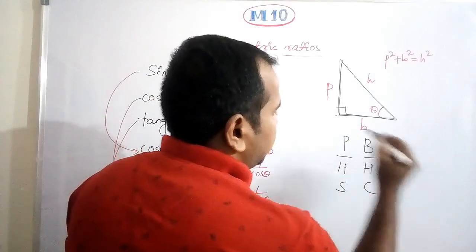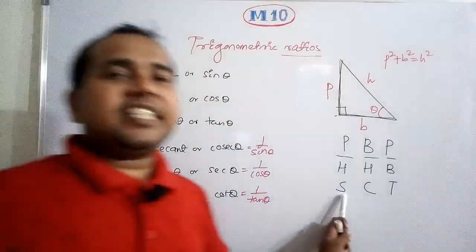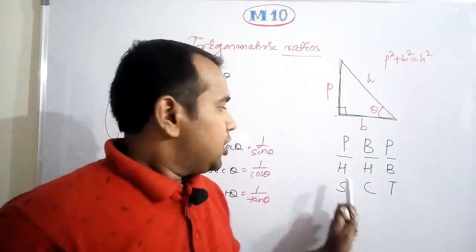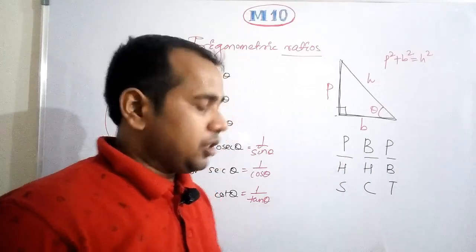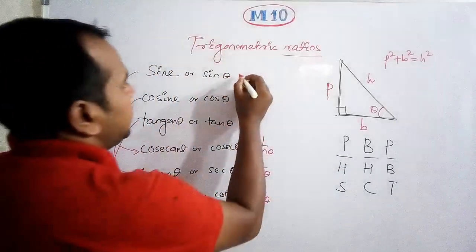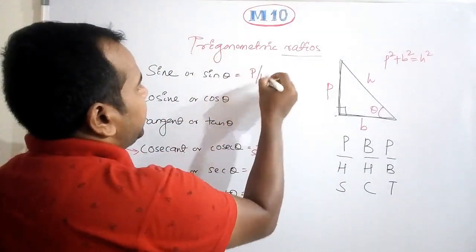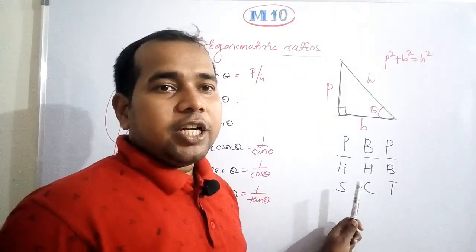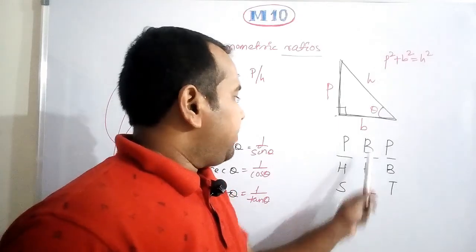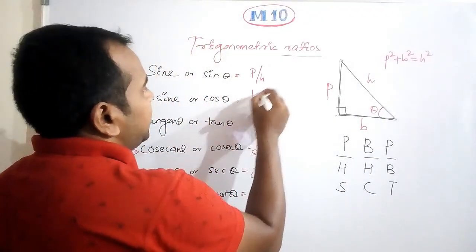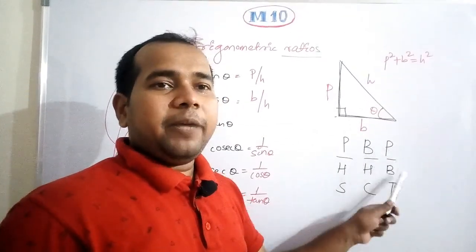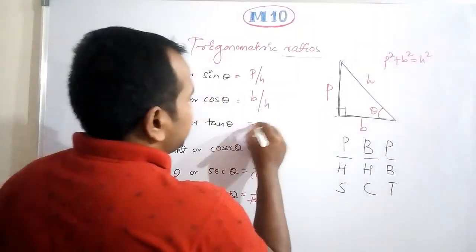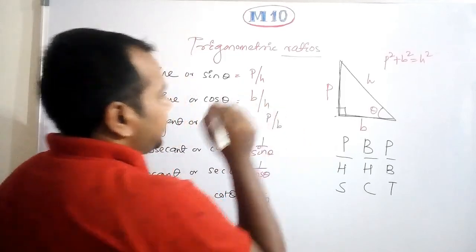Now put the divide mark here. So P by H stands for sin theta. So sin theta is equal to P divided by H. Cos theta equals B by H, and tan theta would be P by B. Okay. So tan theta is P by B.